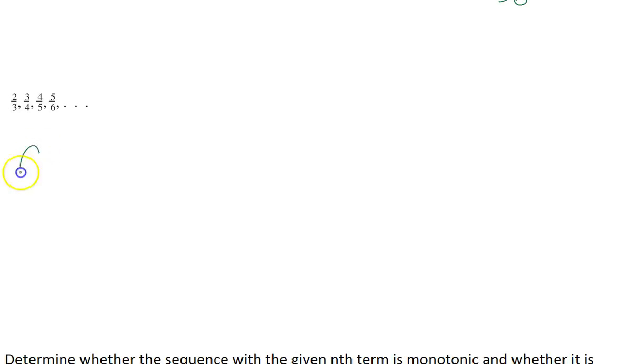Now, this one is an easy one. Now, the numerator 2, 3, 4, 5, increasing by 1. So it's going to be n plus 1. Denominator 3, 4, 5, 6, increasing by 1. Does it make sense? When n is 1, 1 plus 1, 2. 1 plus 2, 3. When n is 2, that's going to be 3 over 4. When n is 3, 4 over 5. Okay?